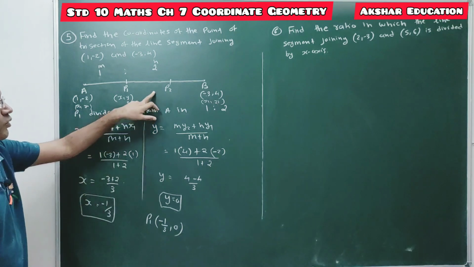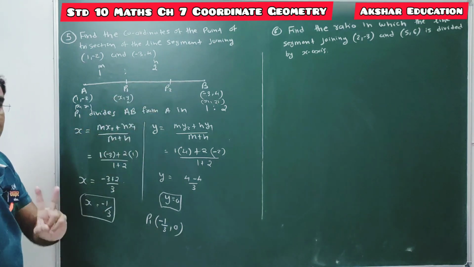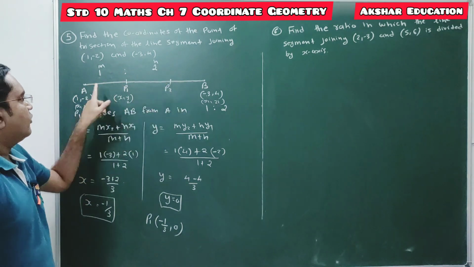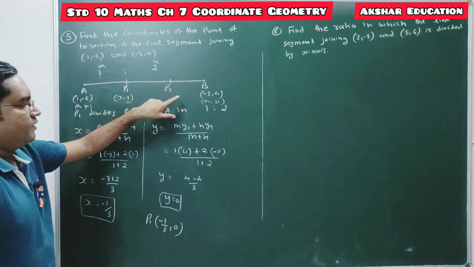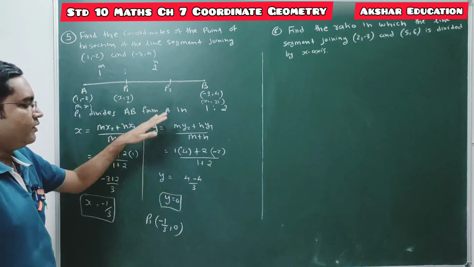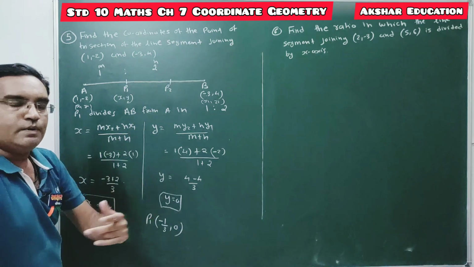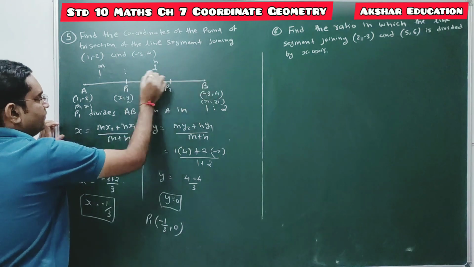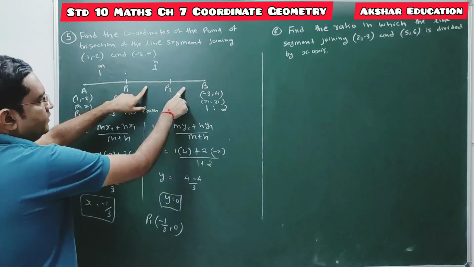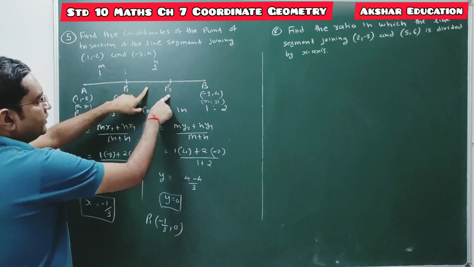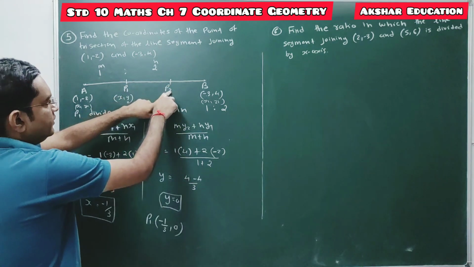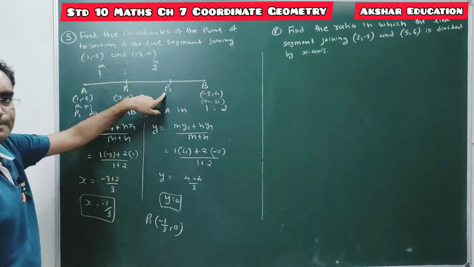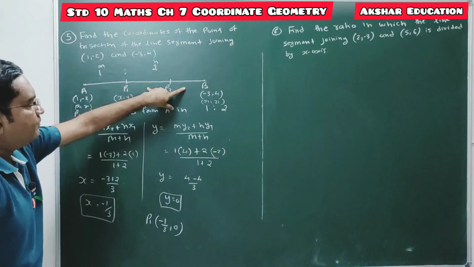Similarly, the coordinates of this point P2 can be found by two methods. First method, P2 divides line segment AB from A in the ratio 2:1. Apply this section formula and you will get the values of P2. Second method, here P2 is midpoint of this line segment P1B. Check it. One part here, both sides equal parts. P2 is equidistant from P1 and B. So P1P2 equal to P2B. So P2 is the midpoint of line segment P1B.